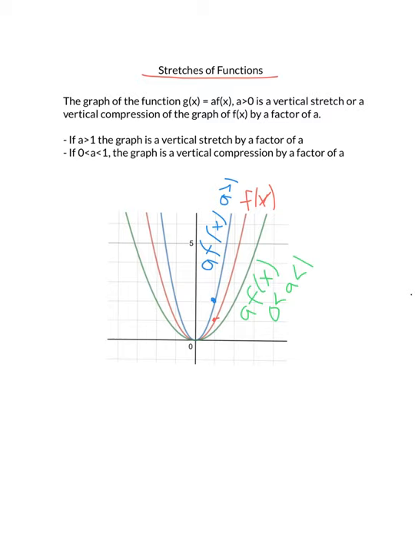The green function is 0.5x squared, so this is a vertical compression. So my entire function has been multiplied by 0.5, which is why that is at 1, 0.5.